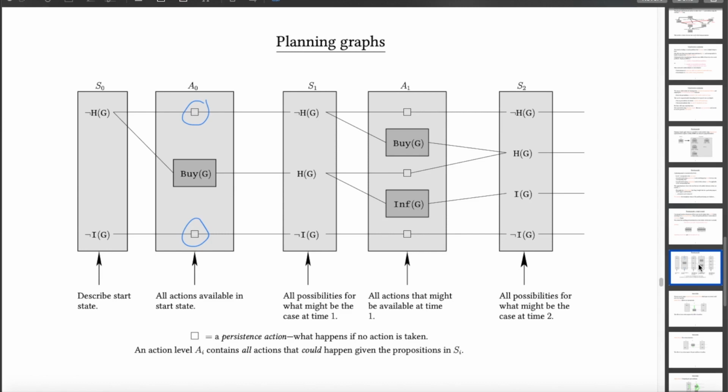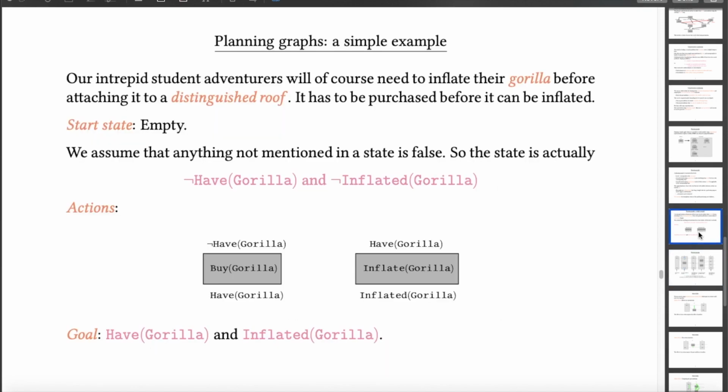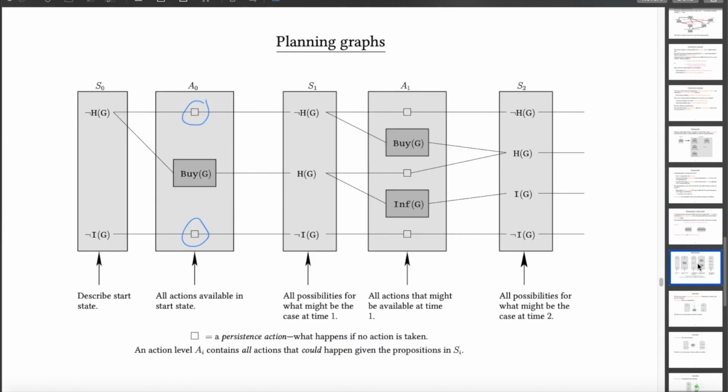Similarly for the lower of those two persistence actions, and the presence of buy g in the action level A0 means that because buy g has an effect, which is h of g, we have the gorilla, h of g, then appears in state level S1. And this is how we build the graph.